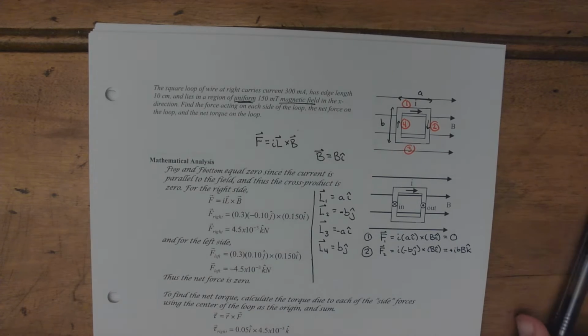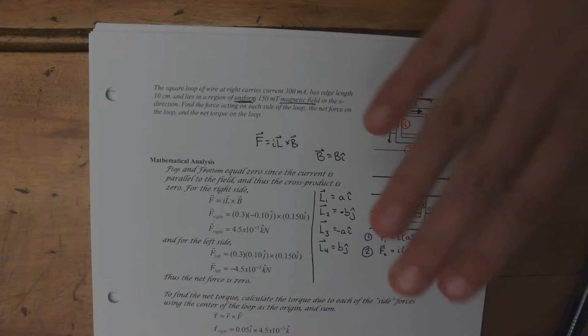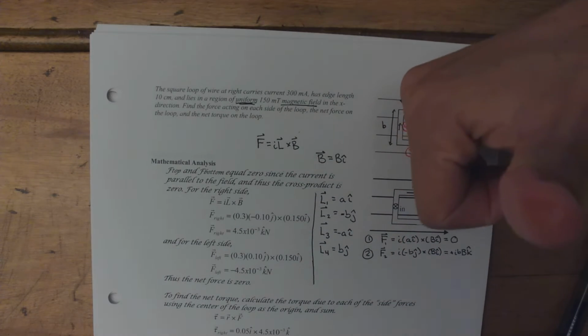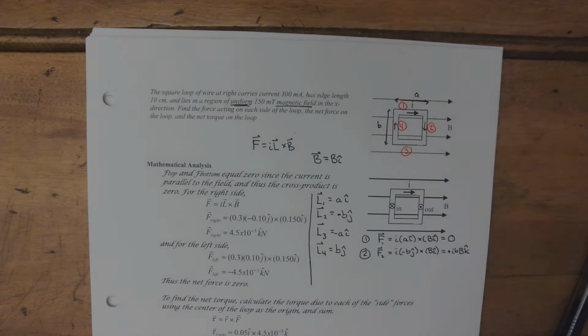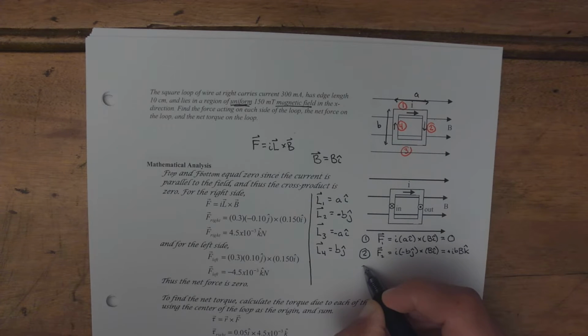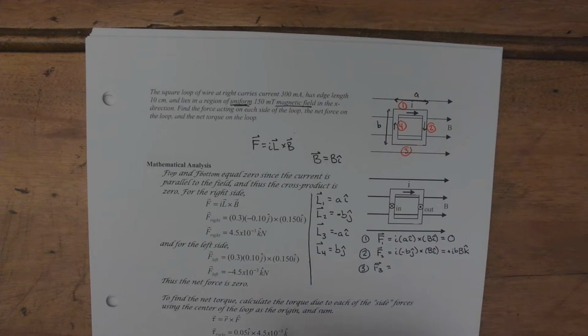And let's just double check using our right hand. If the current's going downward, and then you curl your fingers in the direction of the magnetic field, your thumb is pointing out of the page, which is the positive k hat direction. Wonderful. Now, for side 3, let's see.